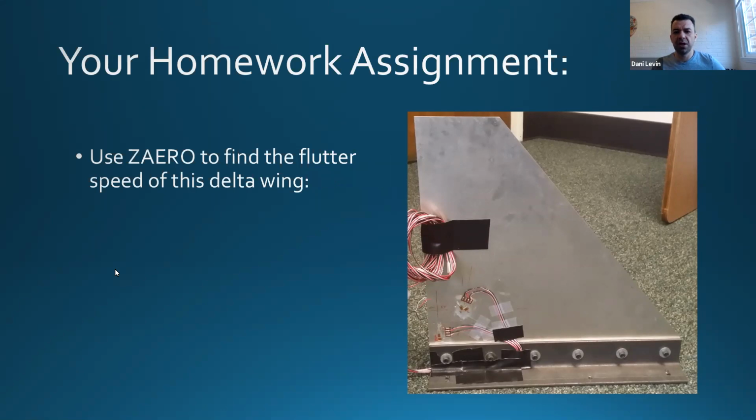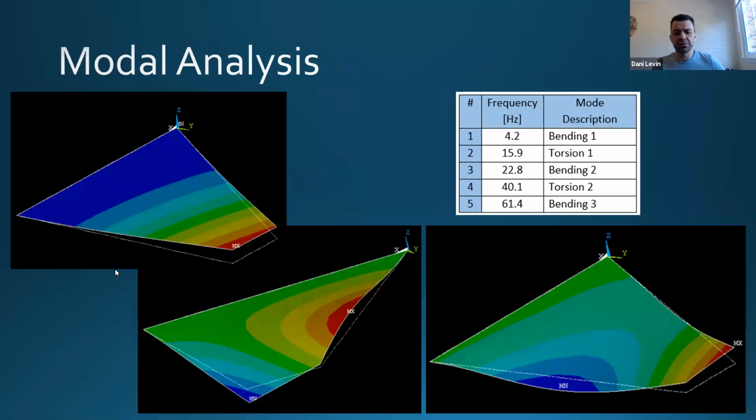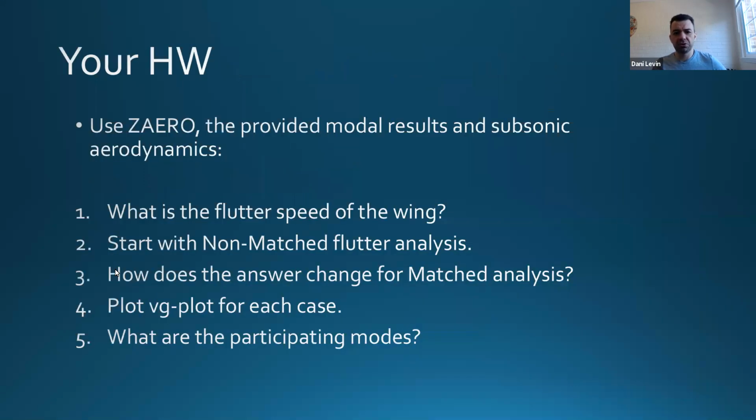So you'll have the PDF of the slides, and your homework is also specified in the homework PDF. You will need to use ZAERO to find the Flutter boundaries of this delta wing. What we give you is the model results. You have all this model data, and you're going to use ZAERO to answer these questions.